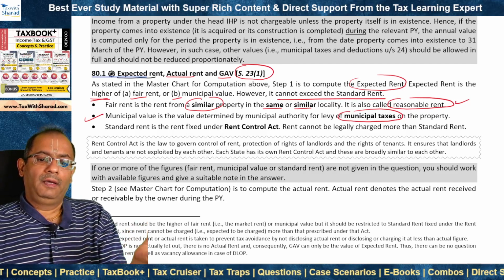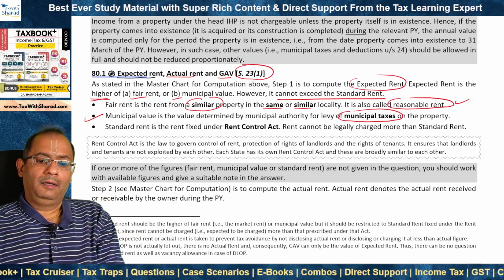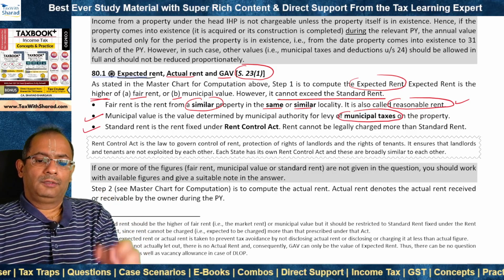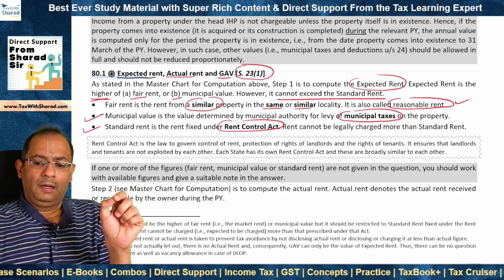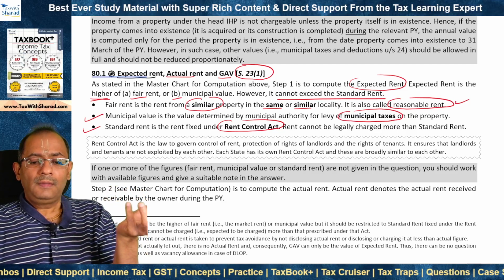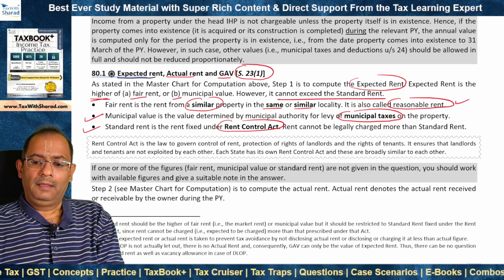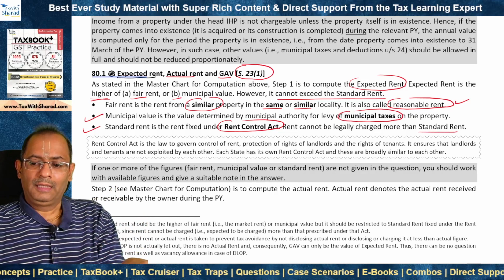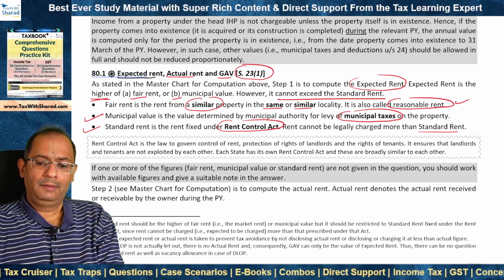Now the higher of fair rent and municipal value cannot exceed the amount of standard rent. What is the standard rent? Standard rent is the rent fixed under the Rent Control Act. Each state has its own Rent Control Act, and the standard rent is as per that Rent Control Act. Basically rent cannot be legally charged more than the standard rent, and hence the expected rent also cannot exceed the standard rent.